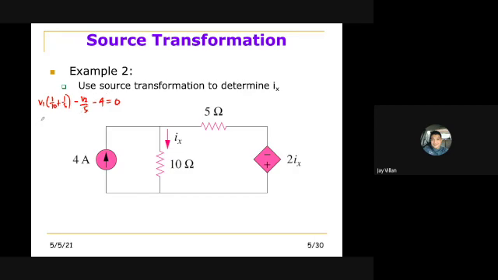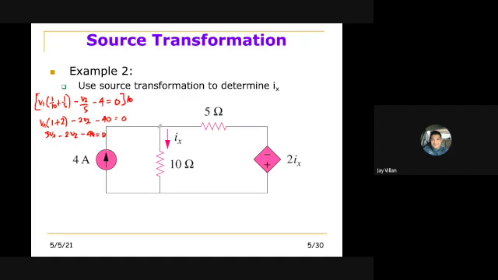And for simplifying, multiply by 10. So this is V1 times 1 plus 2, minus 2V2, minus 40. So 10 over 10 is 1, 10 over 5 is 2, 10 over 5 here is 2, 10 times 4 is 40, that is equal to 0. So 3V1 minus 2V2 minus 40 is equal to 0. This is our equation number 1.